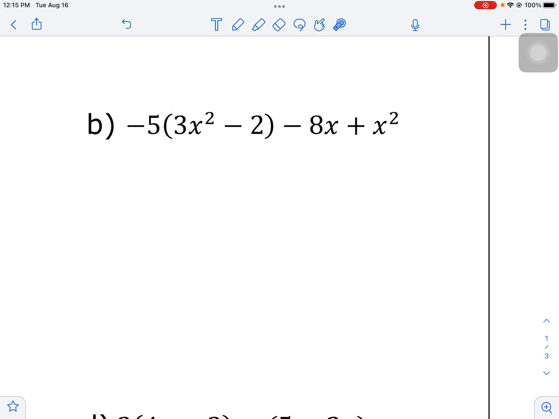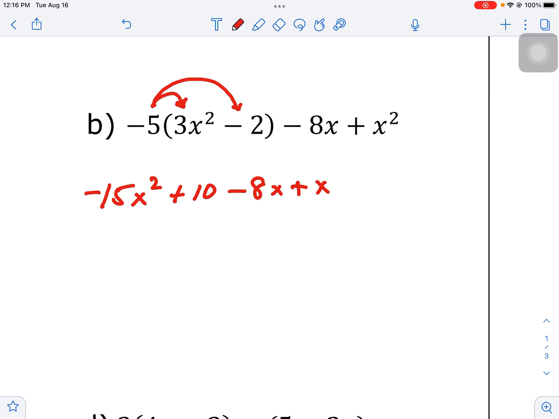Let's try our next one. So I see that there are parentheses here, so that means I'm going to distribute this -5. So I'm going to take -5 and I'm going to multiply it by 3. -5 times 3 is -15x squared. Then I take the -5 and I multiply it by -2, and it's a negative because of the minus sign in front of the 2. So negative times negative is positive. 5 times 2 is 10. Now if you notice, this part over here, the -8x plus x squared, is not inside the parentheses, so I will stop distributing and I'm just going to bring down what I have not used.